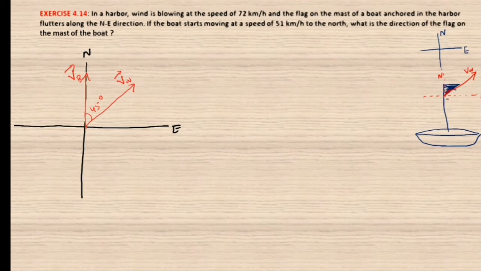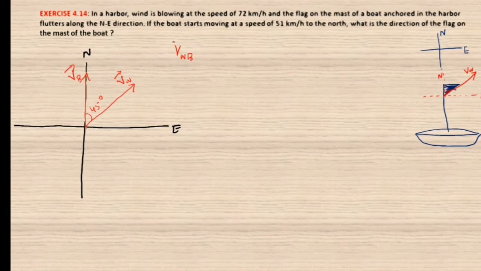Now when the boat starts moving, in which direction will the flag flutter? When the boat was at rest, the flag was fluttering in the northeast direction, but when the boat is now in motion, definitely the flag will flutter in the direction of the relative velocity of wind with respect to the boat. What is that? The relative velocity of wind with respect to the boat. So VWB we have to calculate.